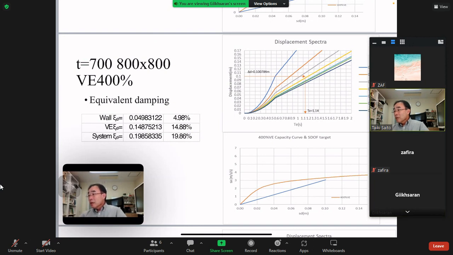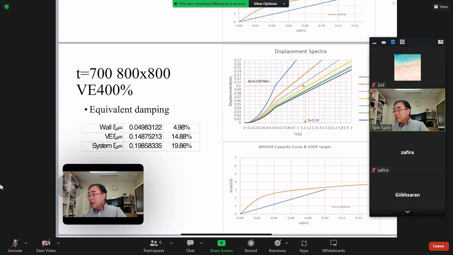So I mean, the straight line in the bottom is the shear force of the equivalent system at the target displacement. And if it's close to the orange curve, the capacity curve, then this design is successful. Is that correct?